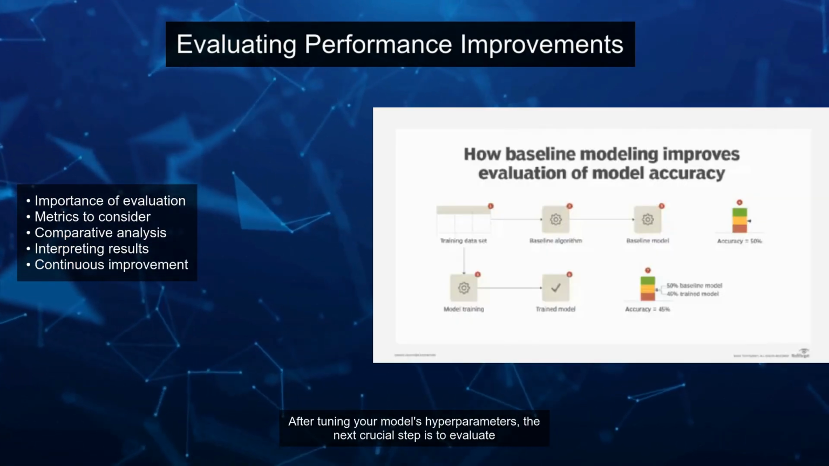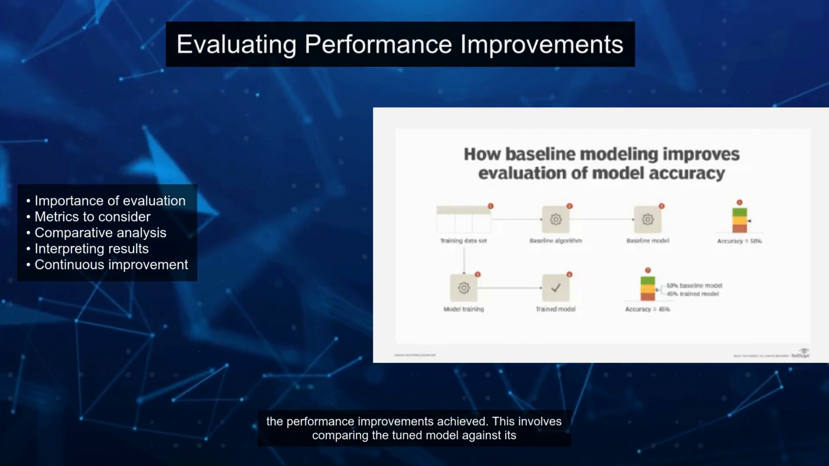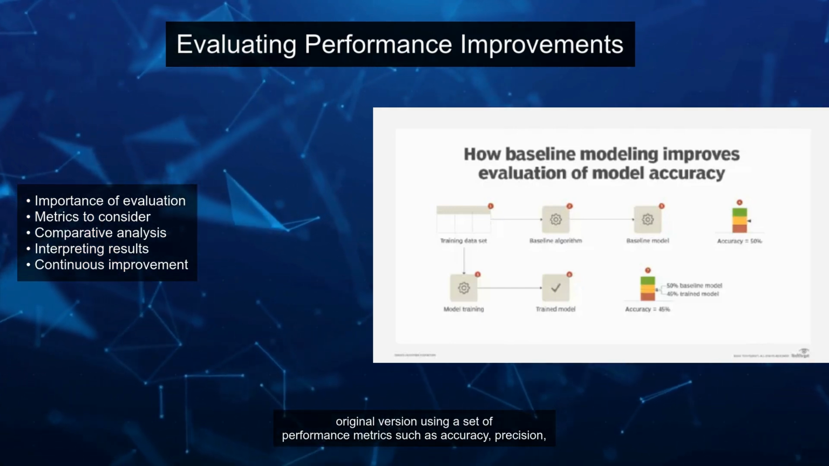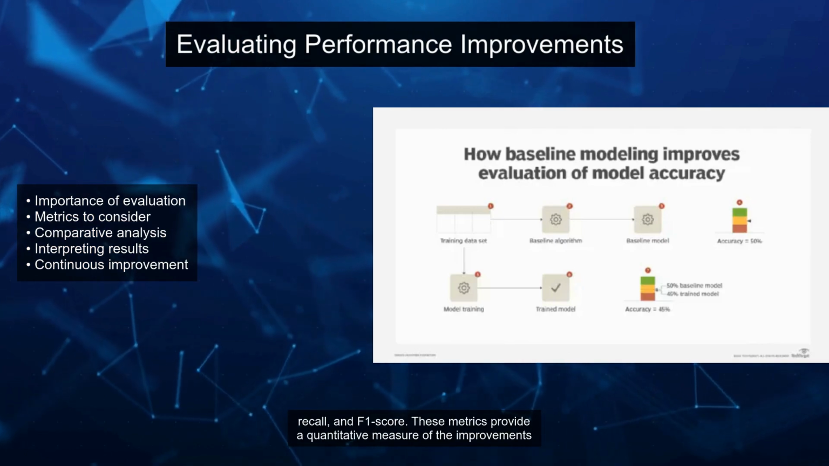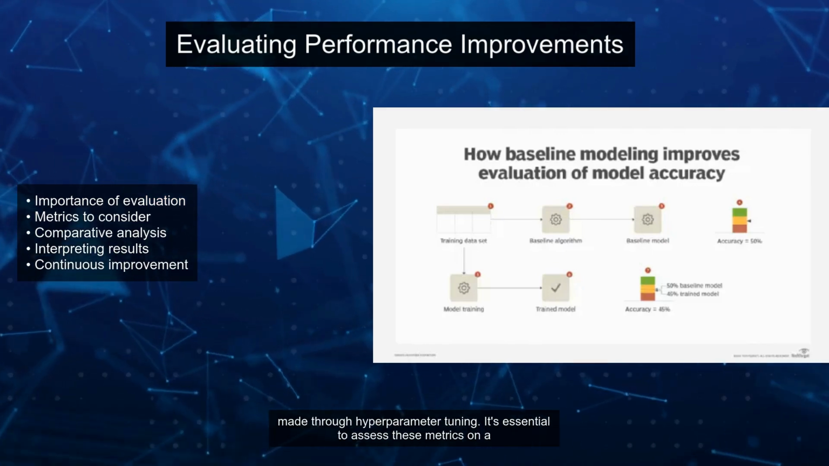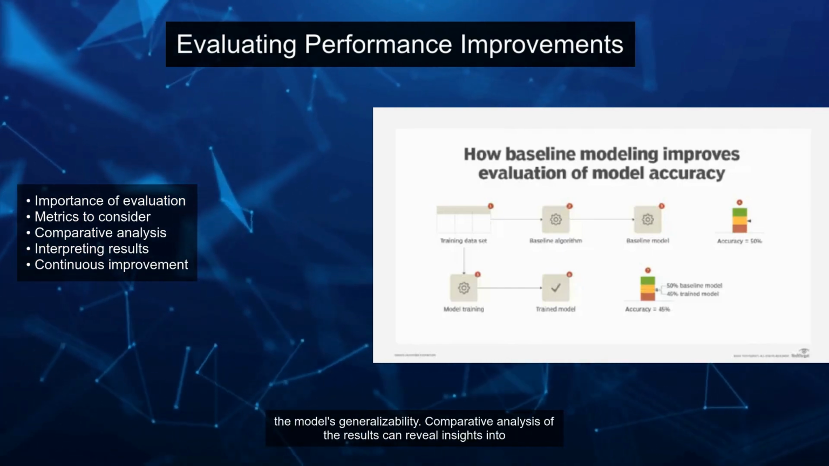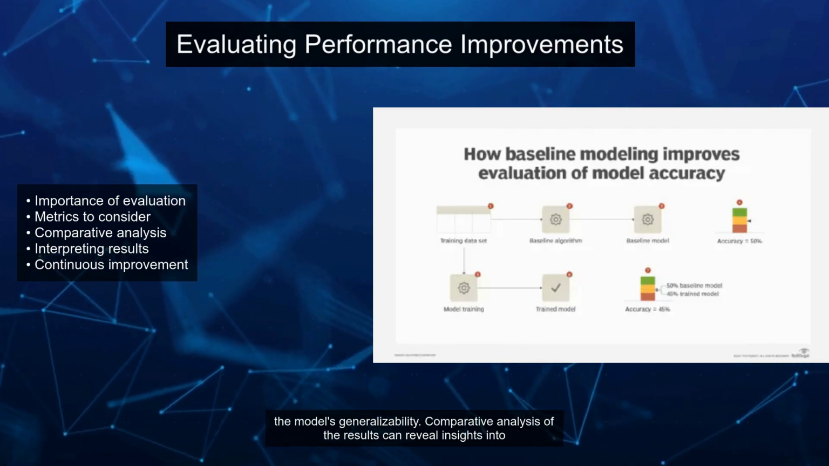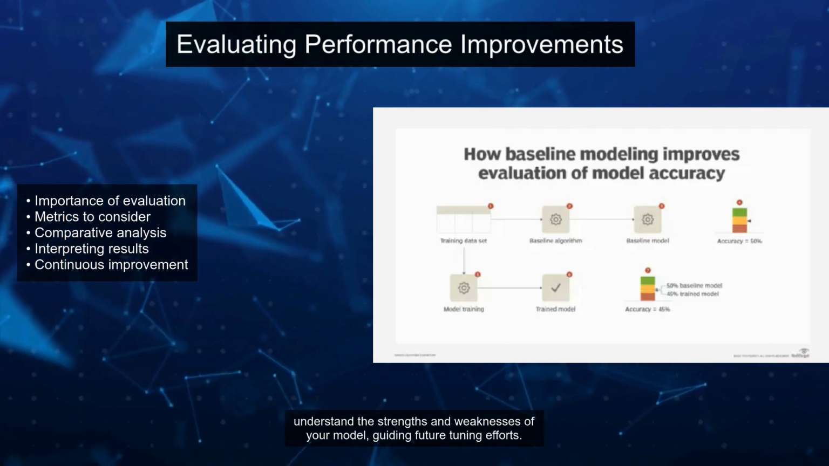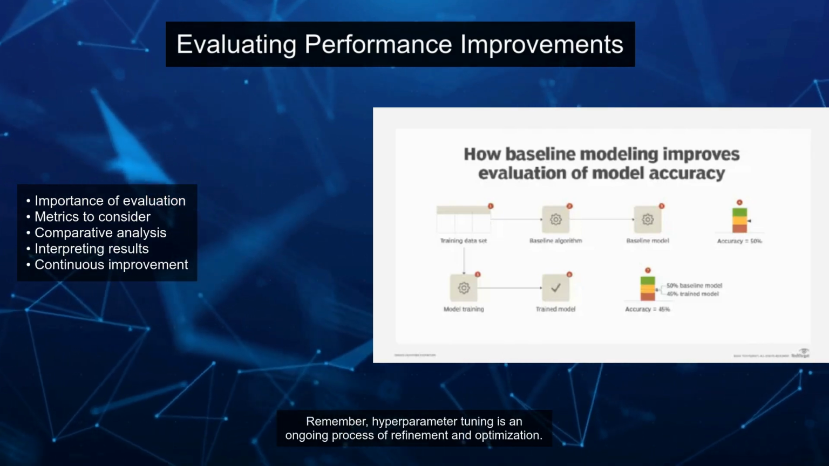After tuning your model's hyperparameters, the next crucial step is to evaluate the performance improvements achieved. This involves comparing the tuned model against its original version using a set of performance metrics such as accuracy, precision, recall, and F1 score. These metrics provide a quantitative measure of the improvements made through hyperparameter tuning. It's essential to assess these metrics on a validation dataset that was not used in the tuning process to ensure the model's generalizability. Comparative analysis of the results can reveal insights into the effectiveness of different hyperparameter configurations. Interpreting these results will help you understand the strengths and weaknesses of your model, guiding future tuning efforts. Remember, hyperparameter tuning is an ongoing process of refinement and optimization.